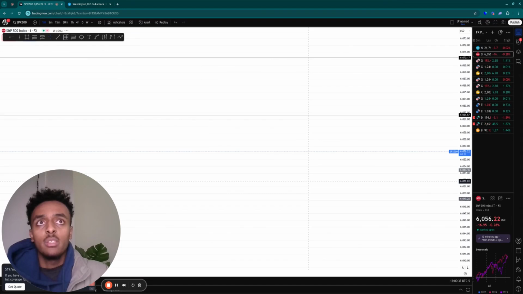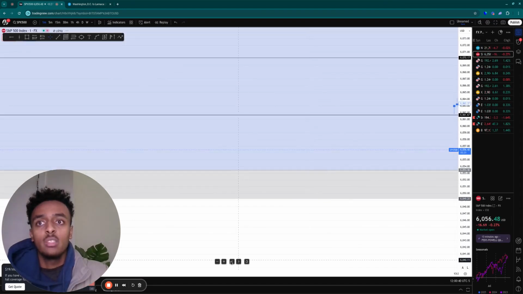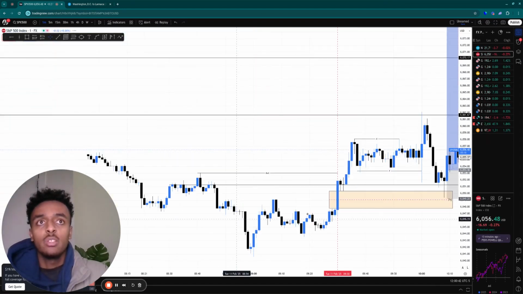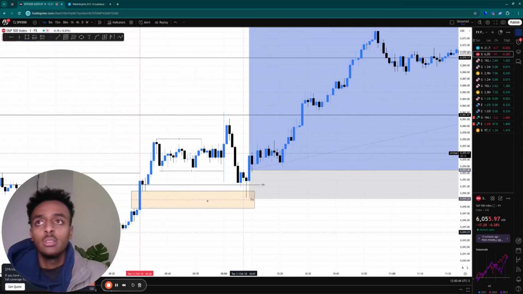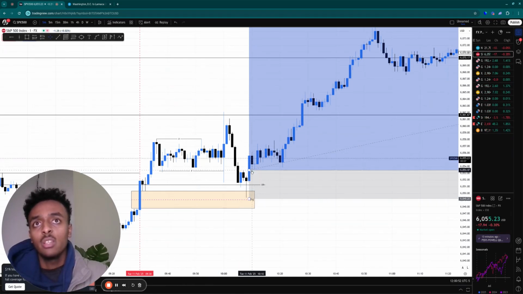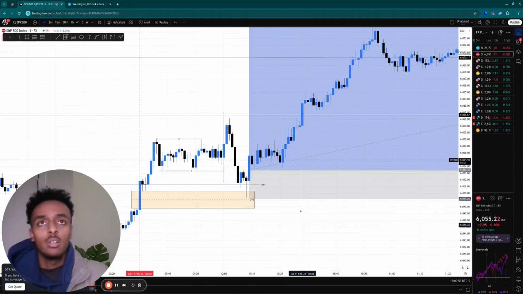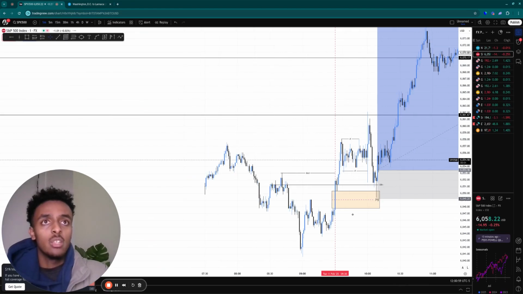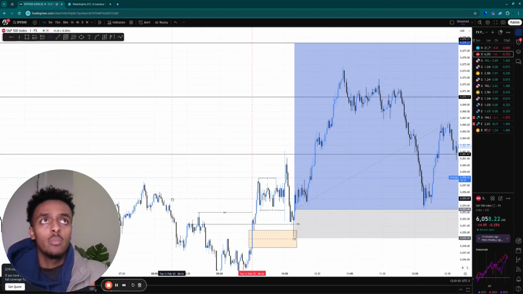With that being said, execution was quite simple, really, because I noticed the reaction here. Boom, we see the tap into the fair value gap and the order block. Nice reaction, and a break of structure followed after to retest the order block, and this is where we enter. And with that, we pretty much hit a very nice risk to reward.